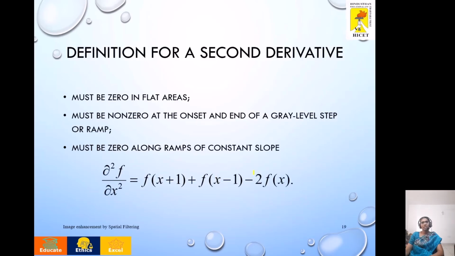The second derivative considers the current pixel, the previous pixel and the next pixel. When you observe its properties, it is 0 in flat areas, non-zero at the onset and end, but 0 along the ramp. This is the difference between the first derivative and the second derivative. The second derivative provides more sharpened detail because it gives a non-zero value only at the onset and end, not along the edge. Only at the start of the edge and the end of the edge do you get the non-zero value, which shows the edges very clearly.